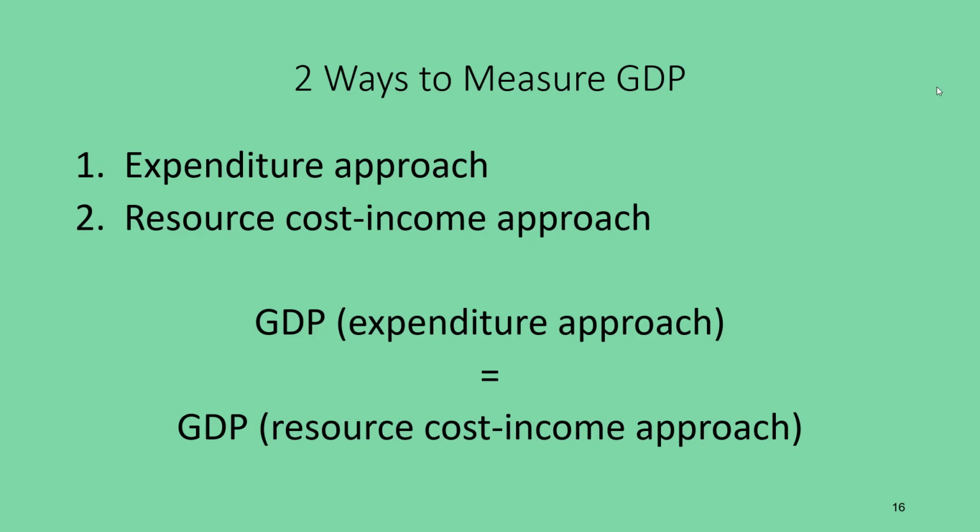The expenditure approach, which I want you to know really well, because that's going to be coming back for the rest of the class and all the chapters from here on out. So again, make sure you understand how to use this expenditure approach for the rest of the course. And then the resource cost income approach is something that you're not going to see as often, so I'm just going to ask that you're able to recognize that one without going into as much detail about it.